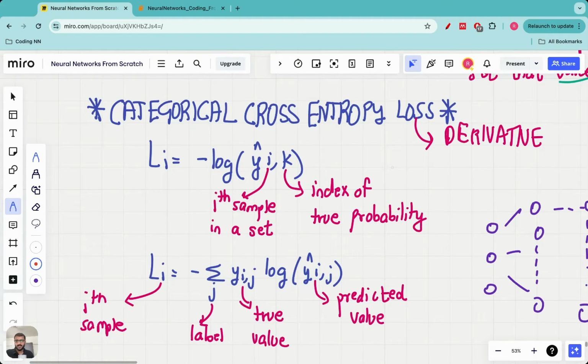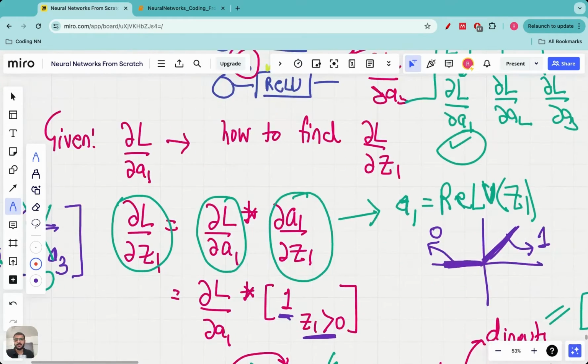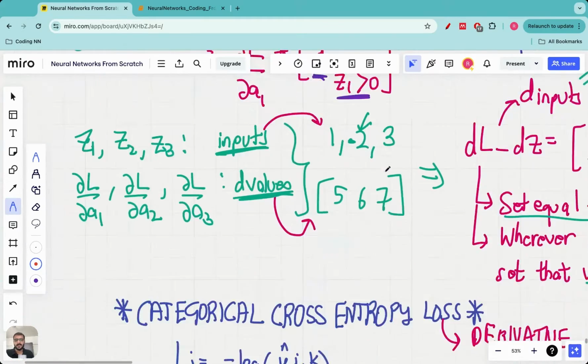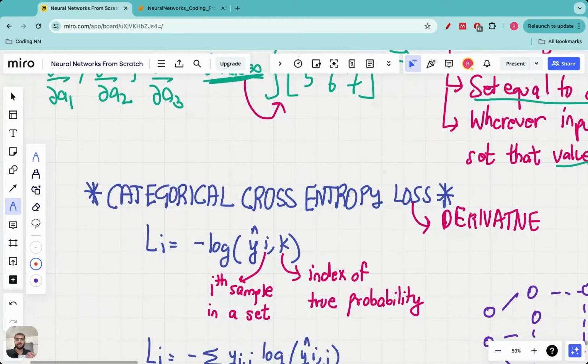This is a set of lectures on backpropagation. Up till now, we have covered backpropagating through layers and finding the gradient of the loss function with respect to the weights and biases of layers. And in the last lecture, we also looked at backpropagating through the ReLU activation function. In this lecture, we are going to look at backpropagating with respect to the loss function, which comes towards the end of the neural network.